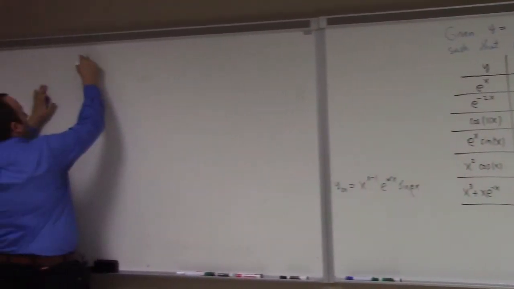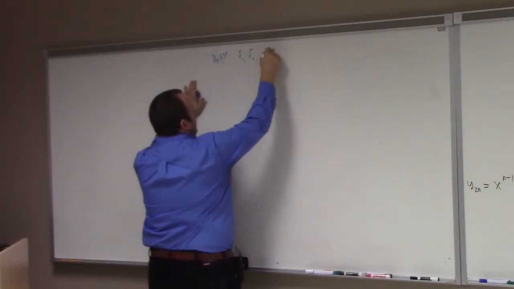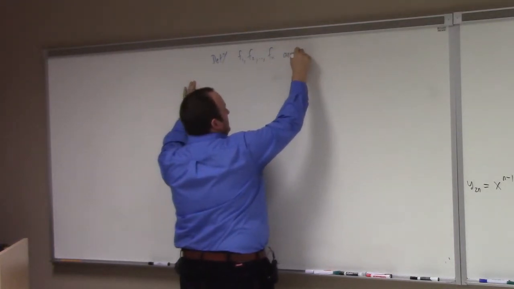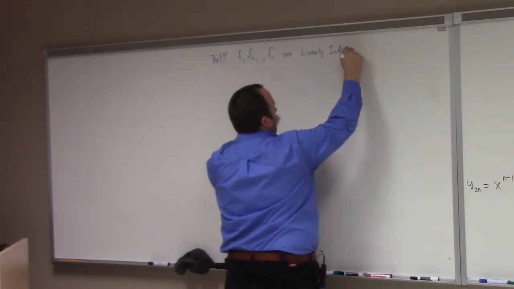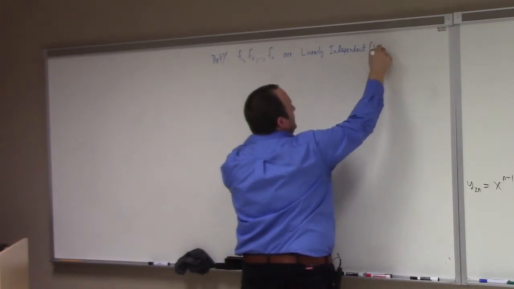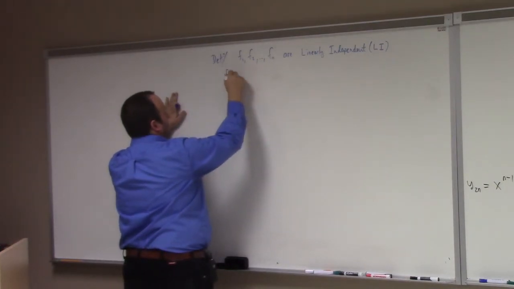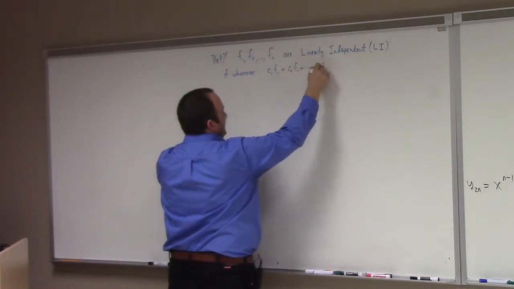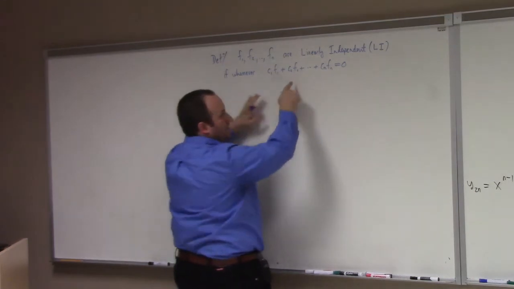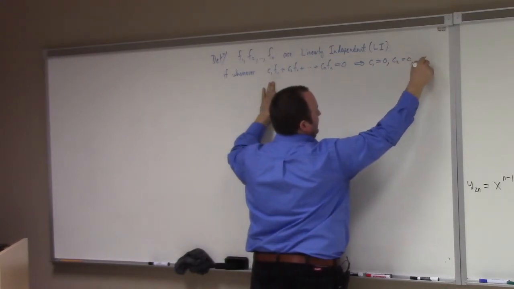So, definition: if we have functions f1, f2, ..., fn, these are linearly independent, which I will forevermore write as LI, if and only if, whenever c1 f1 plus c2 f2 plus ... plus cn fn is equal to 0, this implies that c1 is 0, c2 is equal to 0, ..., cn is equal to 0.